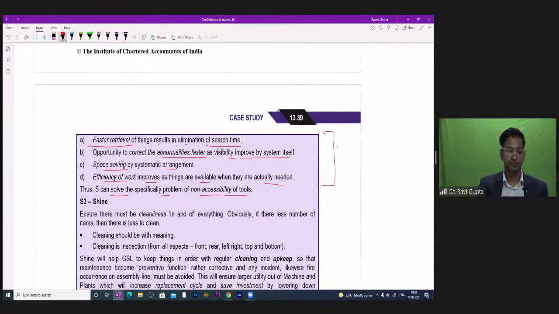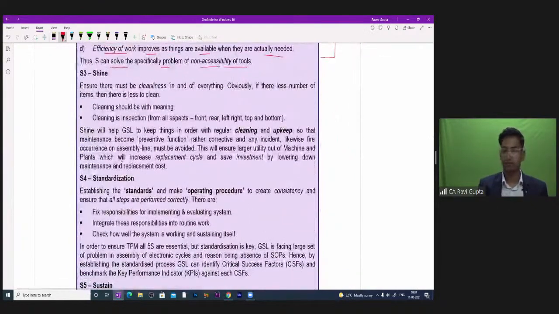Moving to S3, Shine. There must be cleanliness in and of everything. Shine is what we need to clean. Obviously, if there are fewer items, then there is less to clean. So if we go with sorting and set in order, that means we have fewer items. And definitely when we have fewer items, we need to do less cleaning work.